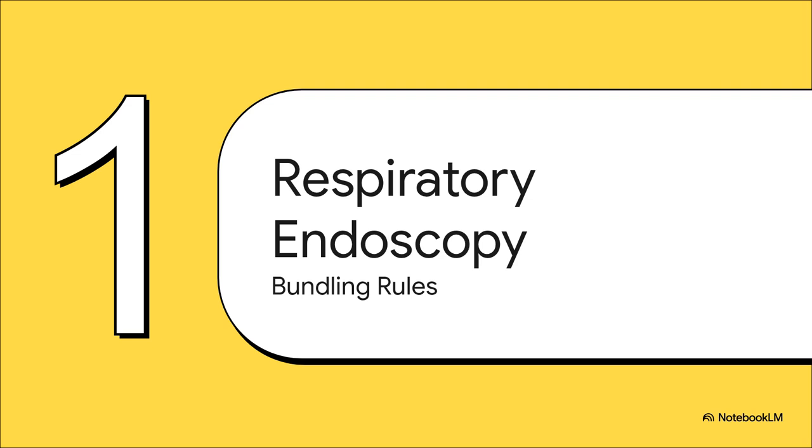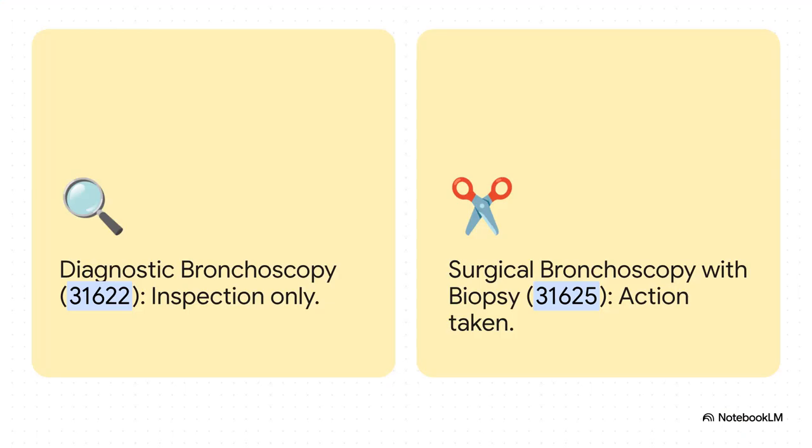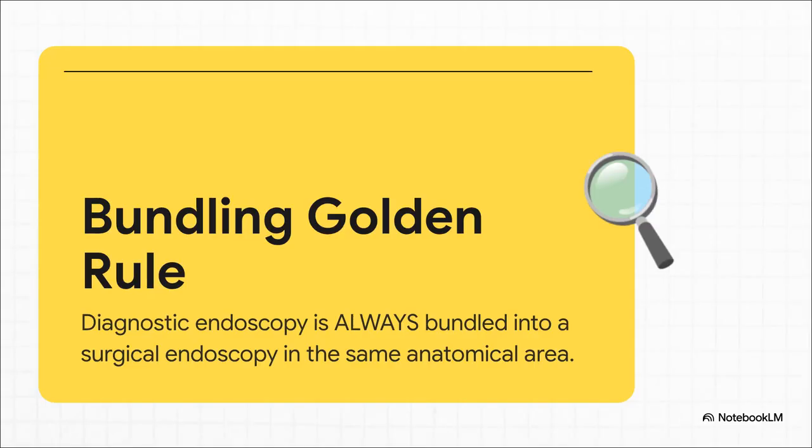Respiratory endoscopy bundling rules. Okay, let's look at two distinct scenarios. In scenario A, we've got functional endoscopic sinus surgery, FESS, where a sinus endoscopy is followed by a maxillary antrostomy and an ethmoidectomy. Now, scenario B is a respiratory case where we're comparing a diagnostic bronchoscopy, which is just an inspection, versus a surgical bronchoscopy that actually includes a biopsy. The big dilemma in both of these systems is exactly the same. How do we code it when the physician inspects first and then takes a surgical action in the exact same session? Well, the answer lies in our bundling golden rule.